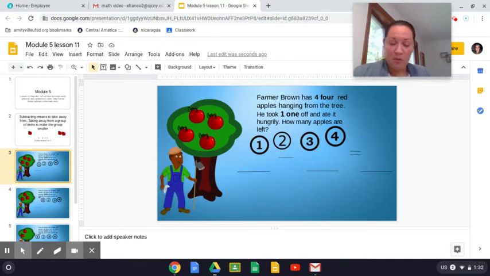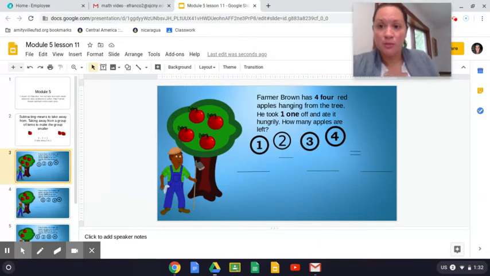So now we're going to read another math story, and I'm going to walk through it with you. And this is Farmer Brown. We sang this in the way beginning of the school year. Farmer Brown has a couple apples in the tree. We're going to count them out, but then we're going to take some of those away. We're going to subtract them. And then I want to know how many are left. Okay, so help me count.